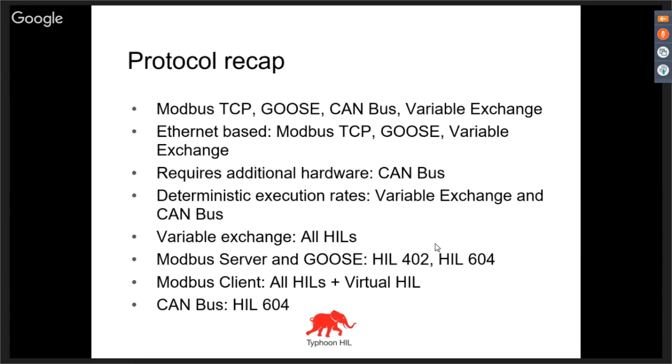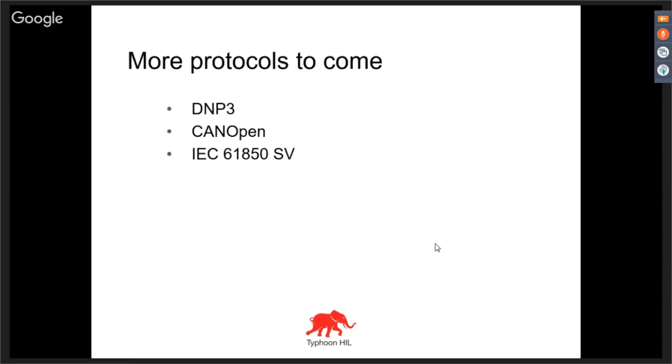There are many more industrial protocols in use today, and more protocols are still to come in our toolchain. At this moment, there is a plan for implementing the DNP3 protocol, CANopen, and the SV, or sampled values, protocol beside the IEC 61850 standard.